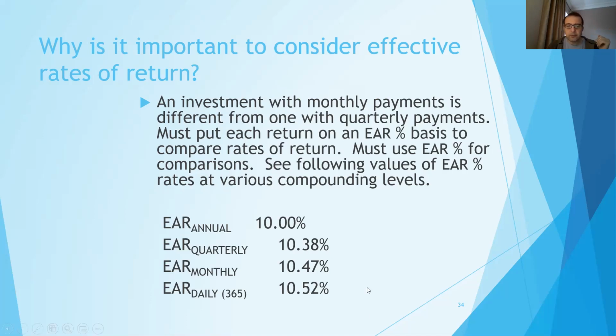Effective annual rate, if it is 10% annually, 10%. If you calculate it quarterly, then it's 10.38. If it is monthly, it's 10.47. If it is daily, it's 10.52, right?